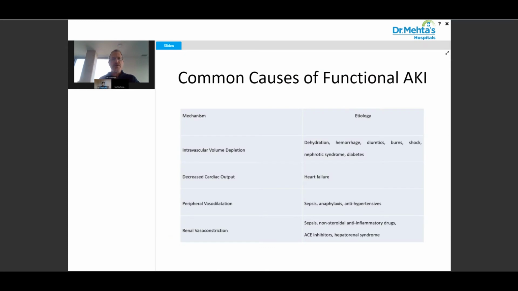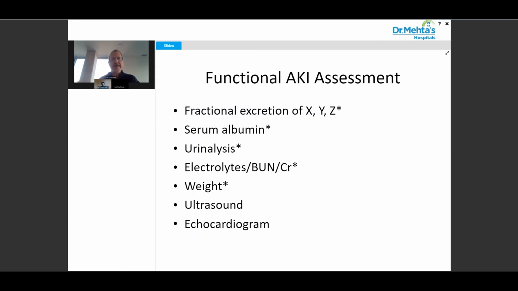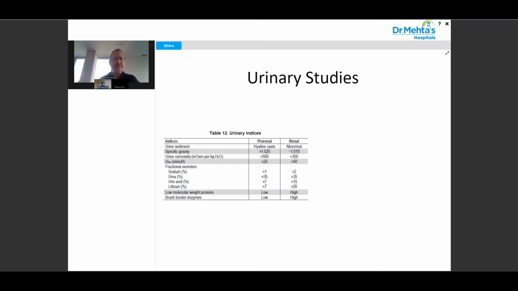So what are common causes of functional AKI? Intravascular volume depletion, decreased cardiac output, peripheral vasodilation, and renal vasoconstriction. So functional AKI assessment, you can look at the fractional excretion of sodium, urea, or other solutes, serum albumin, urinalysis, electrolytes, sodium and creatinine, weight. Should always look at these if you can, and then an ultrasound and echocardiogram if that makes sense. There are a number of urinary studies that you can use, and looking at the sediment never hurts. Looking at osmolality never hurts.